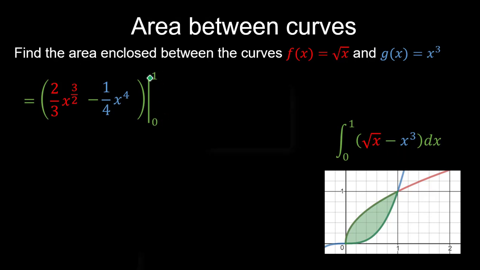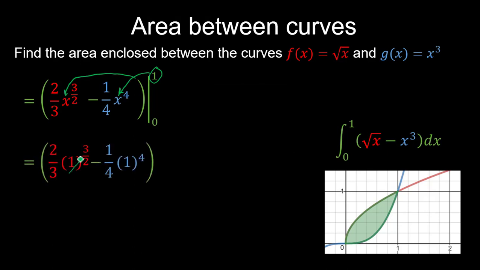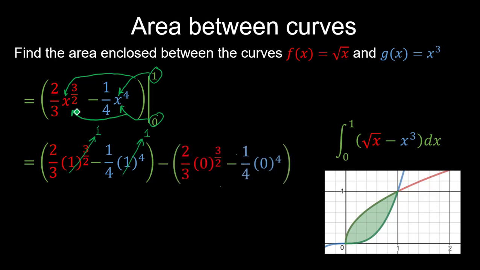So first thing we're going to do is go ahead and take this 1 and plug that in for our x values. And doing that, it yields this formula down here. And of course 1 to any power is just going to go to 1, so this is going to simplify pretty quick. Next, we're going to want to take this 0 here and plug that in for x as well. And doing that, that's going to yield this formula here, and of course all these 0 terms are just going to go to 0. So this formula is going to simplify pretty quick to just 2/3 minus 1/4.